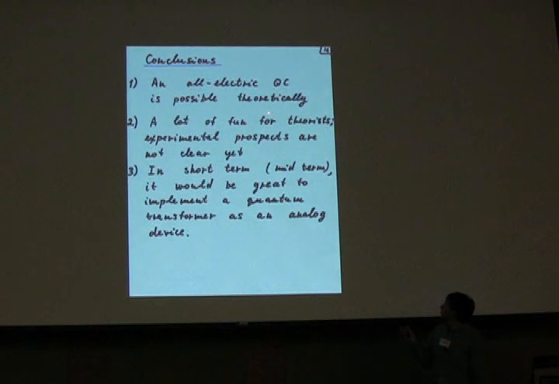It's possible to implement an all-electric quantum circuit or all-electric quantum qubits. It's fun for theorists, but experimentally there are a lot of problems. And I would propose that experimentalists implement some ideas that are even more basic than a qubit, like a switch or a quantum transformer. To me, it sounds interesting by itself.